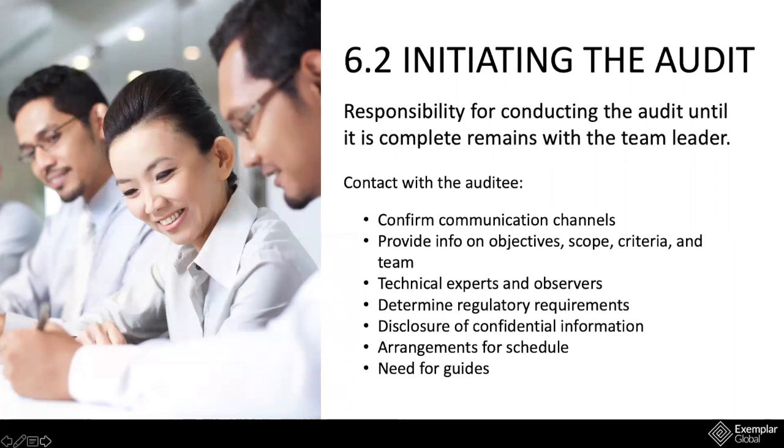Arrangement for scheduling: it's appropriate to speak with the auditee about what kind of constraints they have on their schedules, if they have multiple shifts. For example, if manufacturing begins at 5 and ends at 1 o'clock in the afternoon, then obviously you can't be out on the production floor at 3 o'clock in the afternoon. And advise the auditee of how many guides you will need. If you have 4 people on your team, then you're going to need 4 guides. So those are some of the things that have to be communicated with the auditee before you can even begin the process of planning the audit.